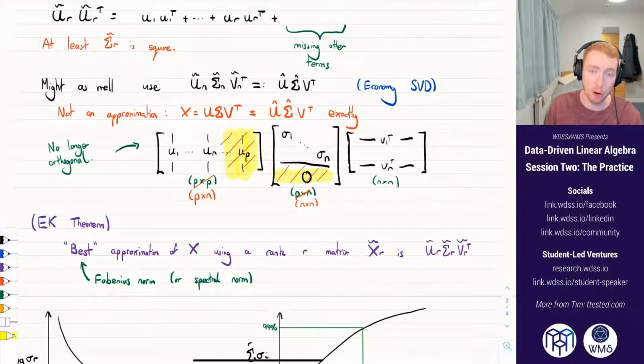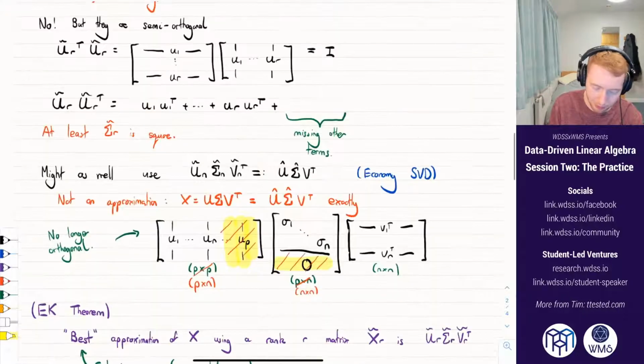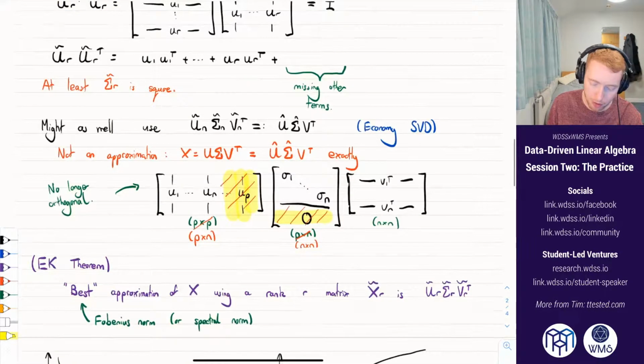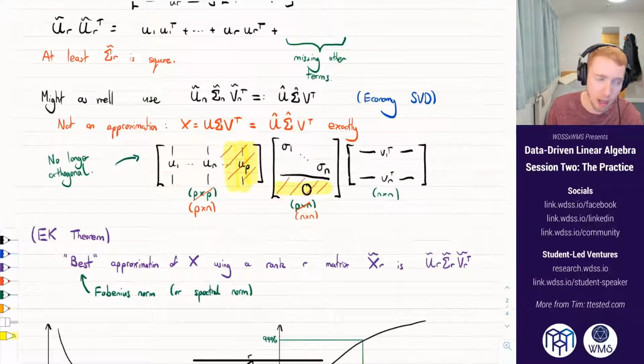We lose the orthogonal property we had before. U is no longer orthogonal. It's semi-orthogonal, like with this. But at least now we have sigma being symmetric. It's a square matrix now, so that's nice. And V is the same as before. So we'll just have to bear in mind, since we're going to use this economy SVD for most of the session, that we only have one of the orthogonal properties, or one direction of orthogonality, for U.